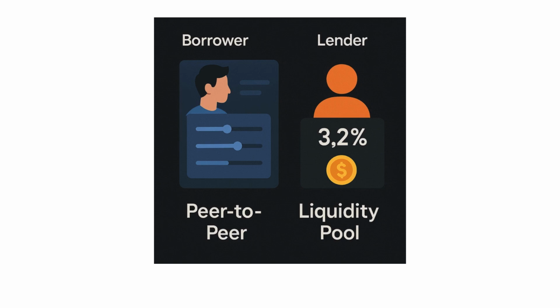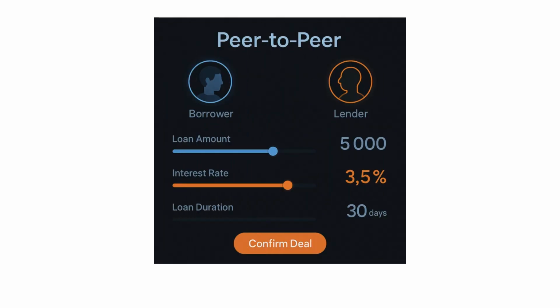LendBit offers two powerful ways to lend and borrow crypto. The first way is the peer-to-peer, and the second is the liquidity pool lending. With the peer-to-peer model, borrowers can negotiate custom loan terms directly with lenders, making it ideal for users who need flexibility and want to borrow larger amounts. And lenders in this model get full control over who they lend to and under what conditions they lend.